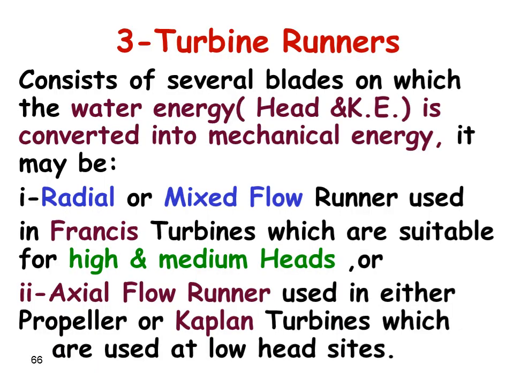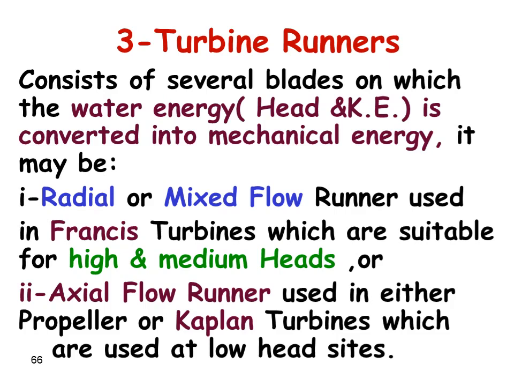Okay, let us see what the turbine runner is. The turbine runner is the rotor of the turbine, which consists of several blades, which convert the water energy into mechanical energy. What is water energy? It is the pressure head of the water and the kinetic energy of the water. It converts most of this hydraulic energy into mechanical energy.